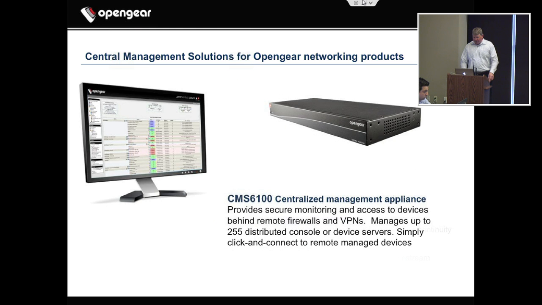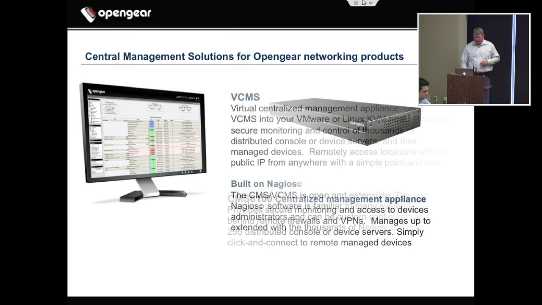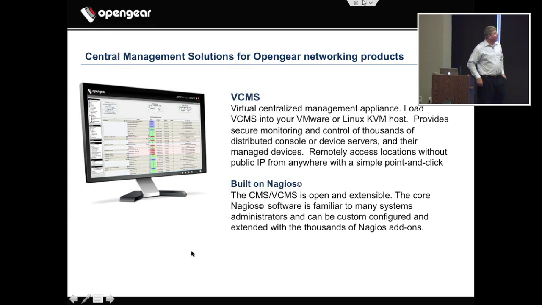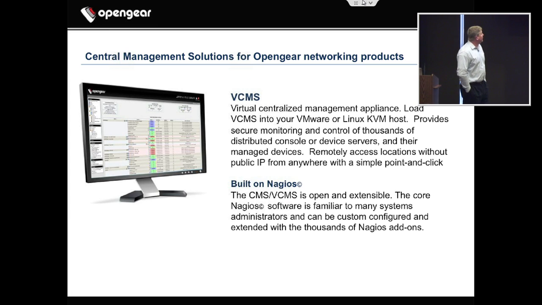One's a hardware platform called the CMS 6100. It's a slim form factor centralized management server that fits in behind an LCD drawer. This provides connectivity up to about 255 downstream Opengear products. The vCMS is a virtual product that lives on a VM or a Linux server, Linux KVM. It's designed in the back end with Nagios. We've had a long-term partnership with Nagios, and this allows for flexibility for you to add in whatever extensions you may want, both locally and through the vCMS. So we integrated our console server software with the Nagios.